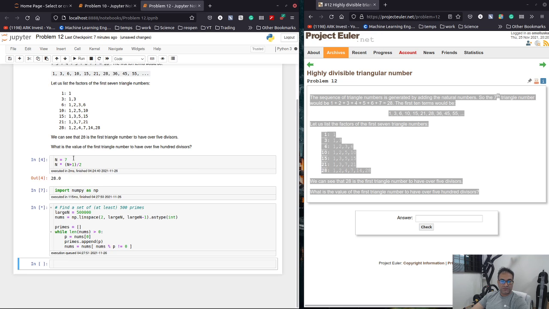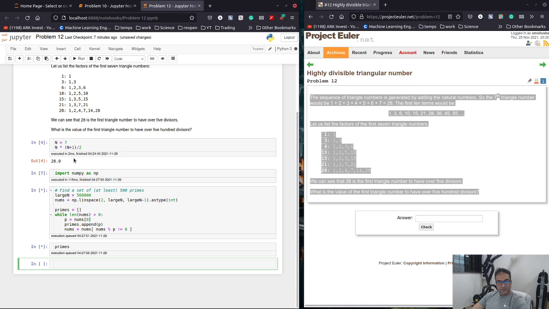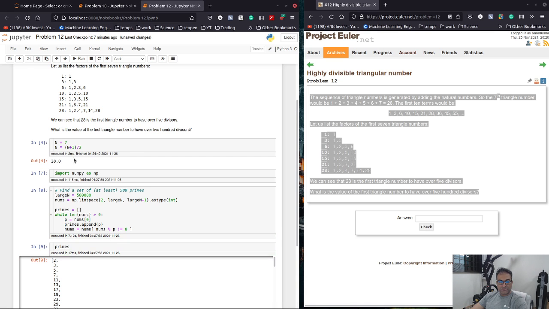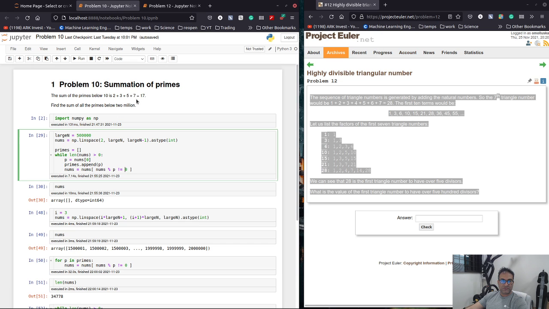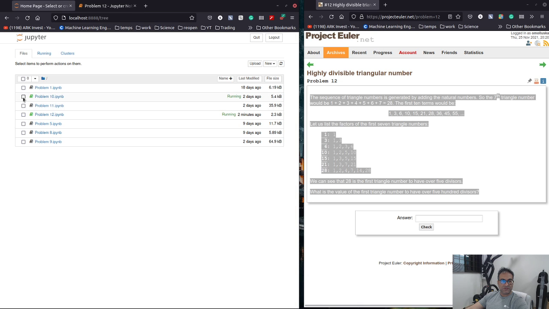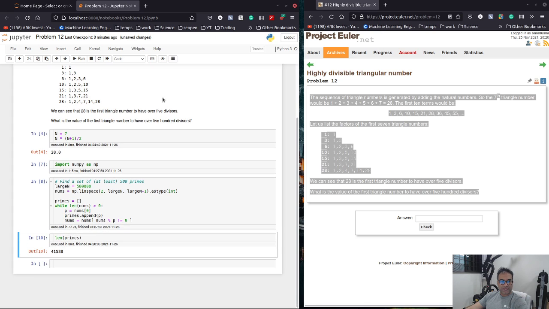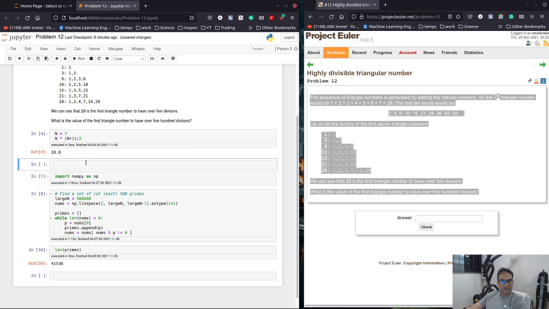Okay, so let's look at the primes. Oh, we haven't. Okay, primes. Length of primes. We have 4,000 primes, so we have more than enough primes. We don't need this anymore. Let us conserve some memory. Okay, so we have a list of primes. Let's call this the appendix.